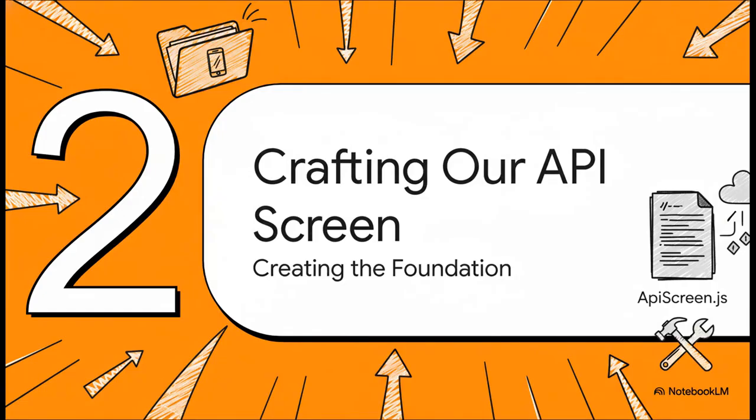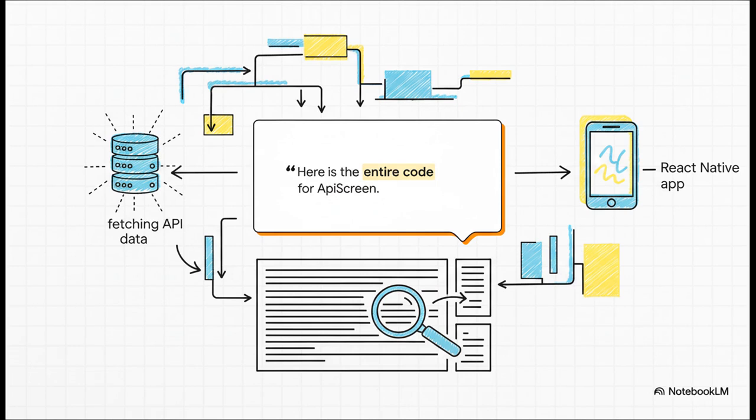All right, time to roll up our sleeves and get our hands dirty. The foundation for all this new logic is going to live in one new file. Let's go ahead and create APIScreen.js and just stick it right inside our screens folder. Okay, deep breath. I'm about to show you the entire chunk of code for this screen all at once. Don't freak out. It might look like a lot, but I promise we're going to break this down piece by piece. For now, just soak it in and get a feel for the overall structure.